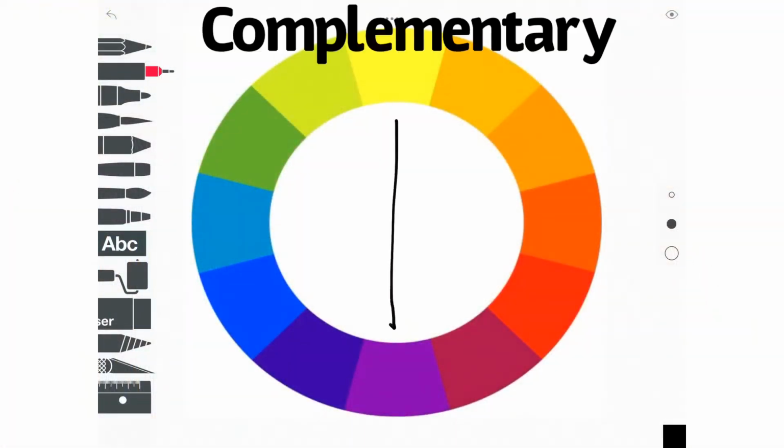So first off, we're talking about complementary colors. Complementary colors are across from one another on the color wheel, and I mean directly across. For example, this is yellow and purple, red and green like Christmas, blue and orange like you see in a lot of football teams, or just game colors in general.